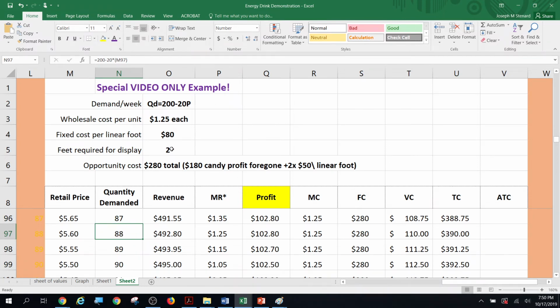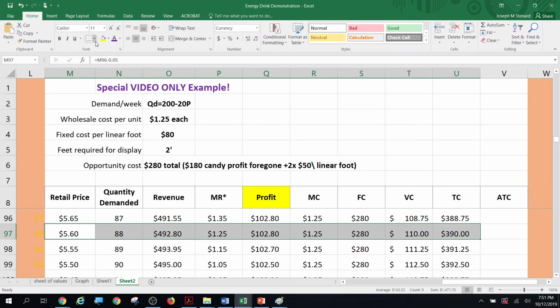That also probably explains why we need to have 2 feet, because we're really moving out a lot of product every day. Our revenue would be that. Our marginal revenue is that. Our profit is that. We're going to go with this as our answer.